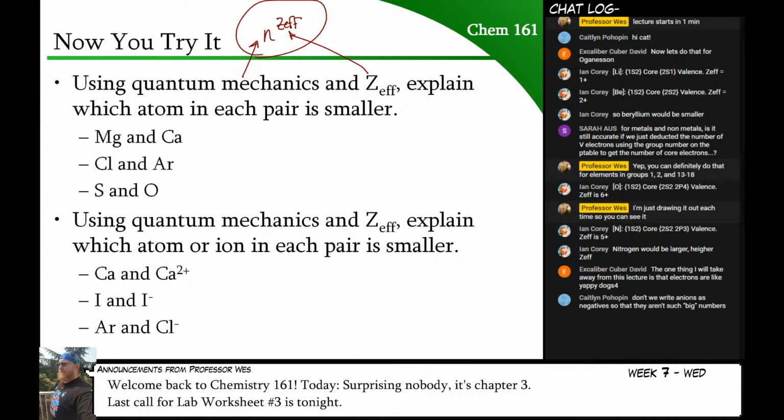Don't we write ions as negative so they aren't such big numbers? I'm not sure what you mean by that.